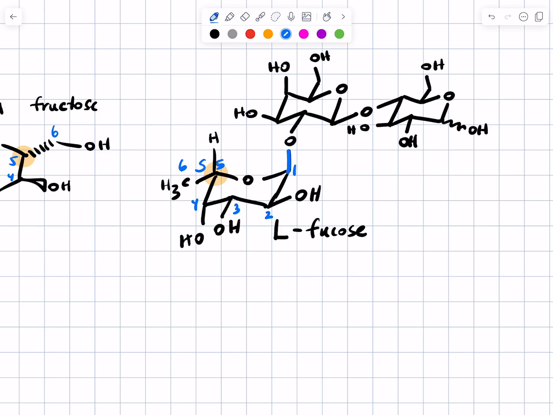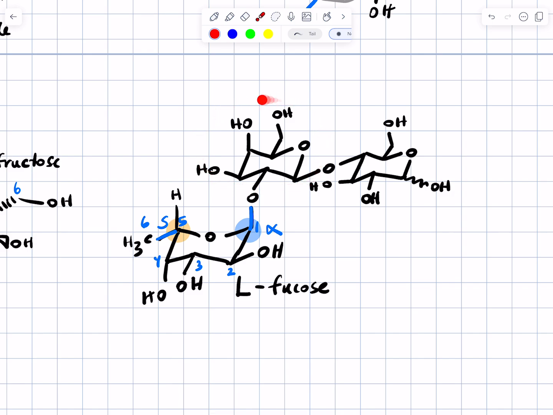What would you say the configuration of this anomeric carbon in blue is? And I'm going to ask you to pay attention to whether the thing coming off the ring at C1 is on the same side of the ring or opposite sides of the ring as the thing coming off at C5. What are they, cis or trans? They are trans. This one is down, this one is up. So what's the right Greek letter for the configuration of the anomeric carbon? Alpha, right? Good.